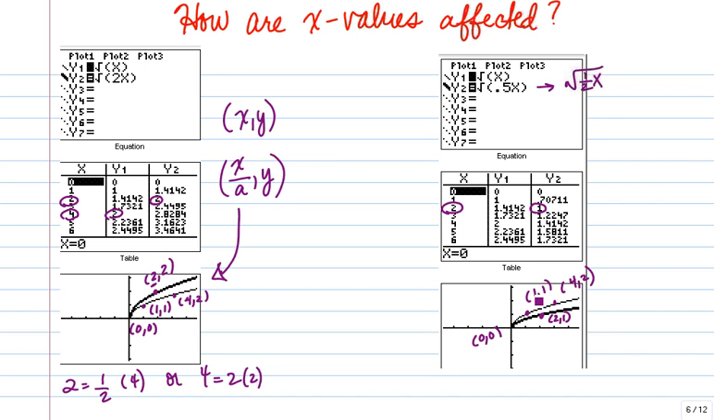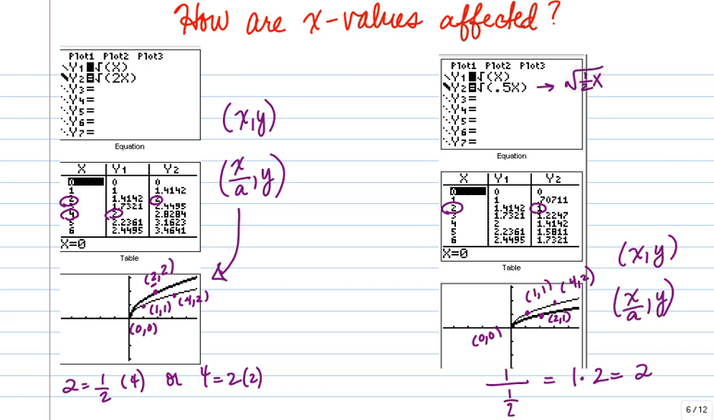2 is twice 1, right? But how did that really come about? If you use a rule here that you have to divide by that value of a, we take our original value, so if (x, y) is on the original graph, and we divide it by the value of a to see what the new point is on the transformed graph, well, if we divide 1 by the value of a, in this case it's 1/2. And 1 divided by 1/2 is really 1 times 2, or 2. So it's kind of the opposite.